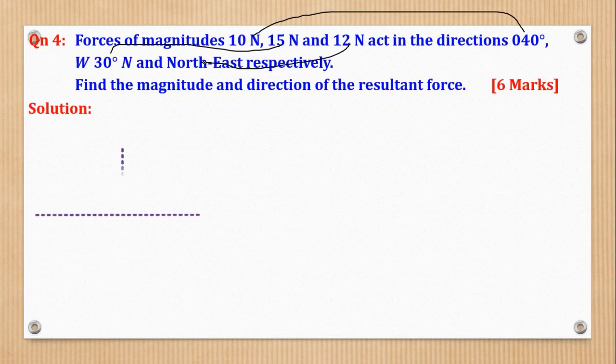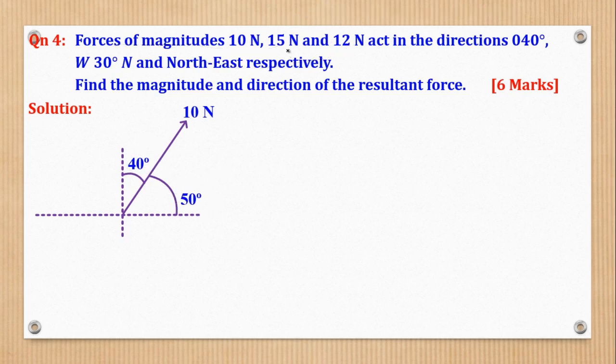Meaning that we have to first make a sketch. So we'll start with the 10, which is 040. Remember, bearing starts from the north. That's why there is 40 here. But resolving, we are interested in the angle to the horizontal. That is why we put this 50. Next is 15, which is west 30 degrees north. So this is the 30. Because this is west towards the north, it is 30. Then the last one is northeast. Northeast means 45 degrees to the horizontal. After sketching, we can now resolve.